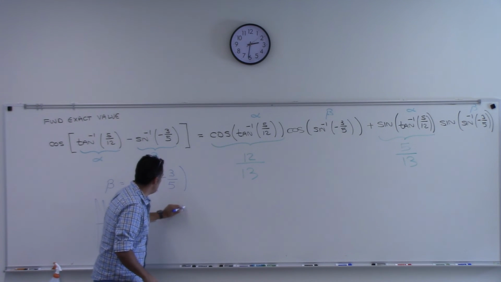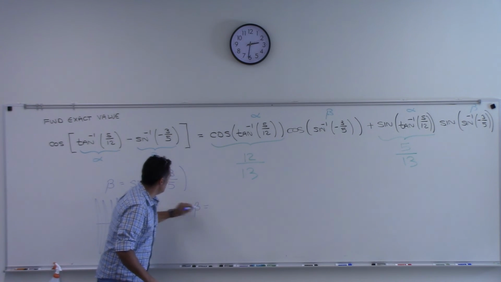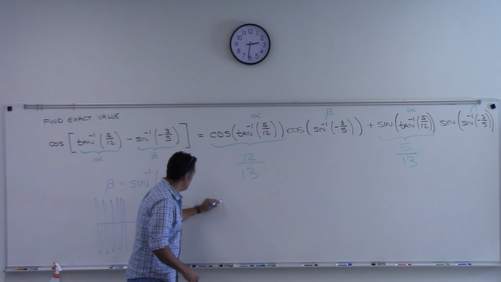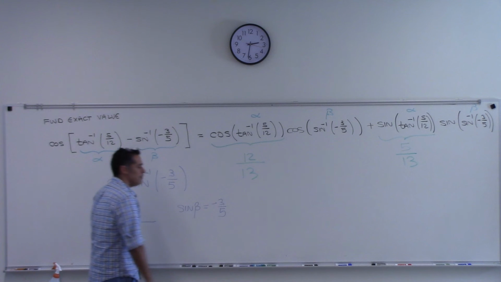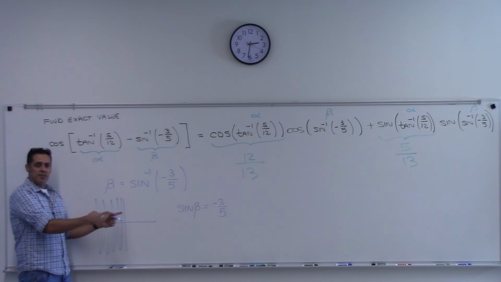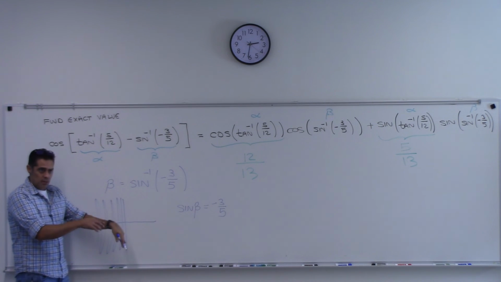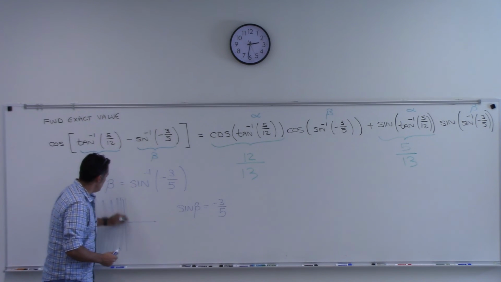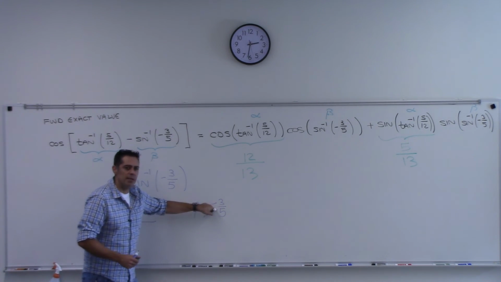We also know a little bit more, because this means that sine of beta is what? To say beta is sine inverse of negative 3/5 means sine of beta is negative 3/5, right? So that forces us into what quadrant? Fourth, right? Because sine is the y coordinate. So we know we're not over here because it's negative.